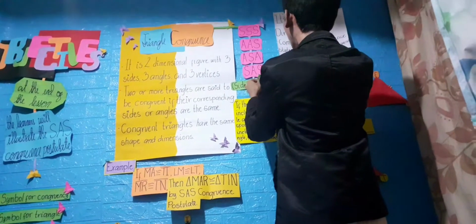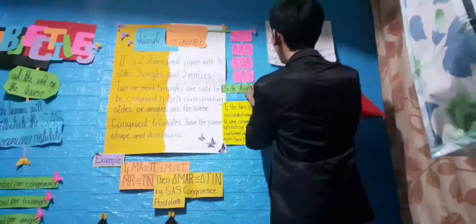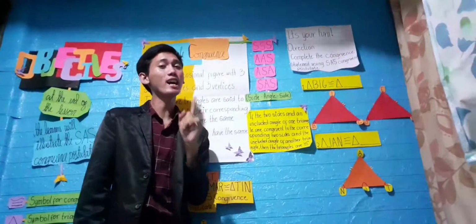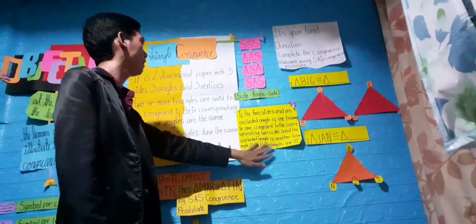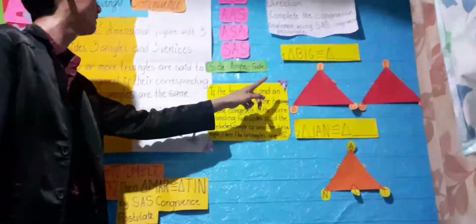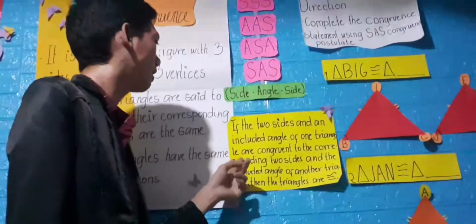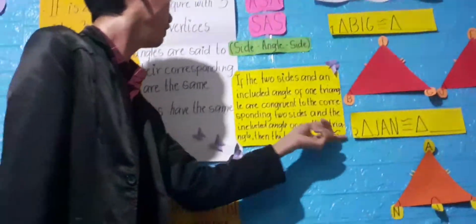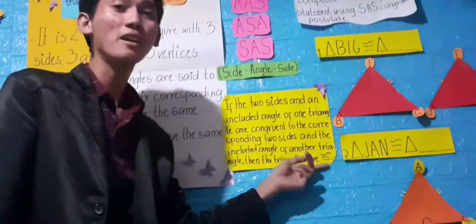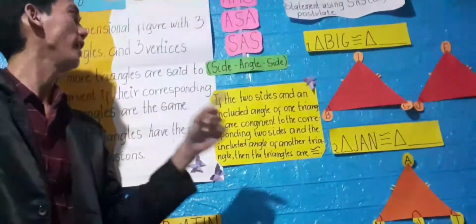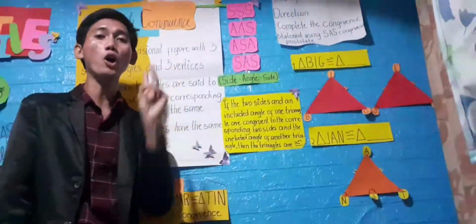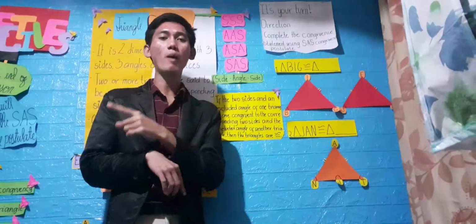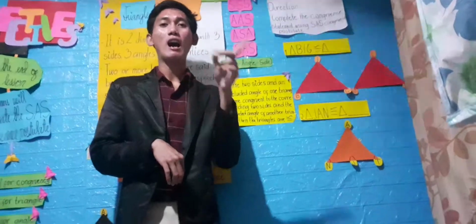The side angle side congruence postulate. So first, let's identify what is the side angle side congruence postulate. So I have there the definition. If two sides and an included angle of one triangle are congruent to the corresponding two sides and included angle of another triangle, then the triangles are congruent. So in this part, in the side angle side congruence postulate, only two sides of a triangle should be considered to be congruent. Also, include the angle.